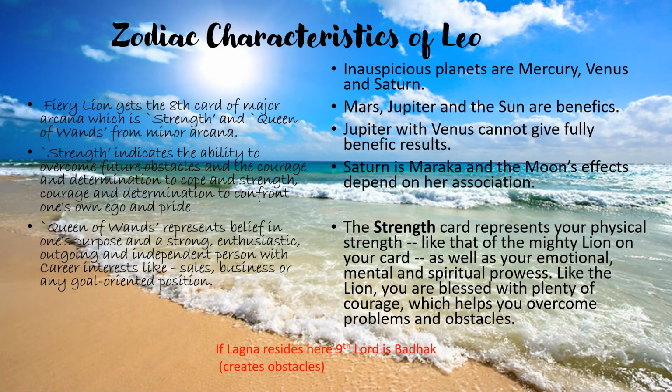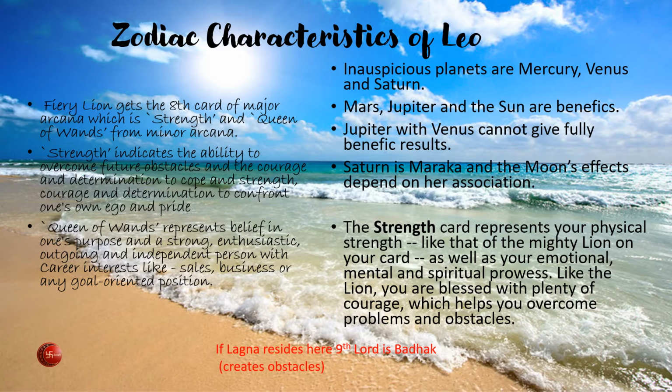Purva Phalguni falls wholly and solely in Leo, and the zodiac characteristics of Leo are, as we see here, that if the Lagna or your ascendant resides here, the ninth lord is Badak, that creates obstacles. The inauspicious planets are Mercury, Venus, and Saturn. Mars, Jupiter, and Sun are benefics. Jupiter with Venus cannot fully give you benefic results, and Saturn is the maraka, and the moon's effect depends on her association.